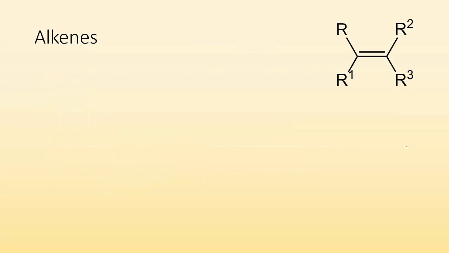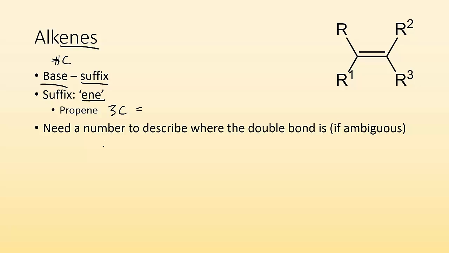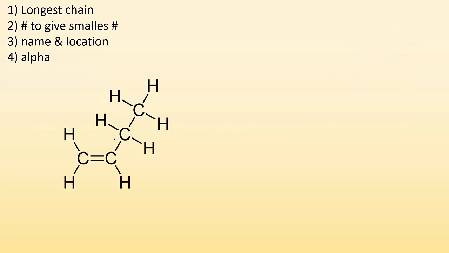Okay? So alkenes. Alkenes, again, the name's going to follow the pattern of whatever the base is, followed by the suffix. In this case, the suffix is "ene", just like in the name alkene. And the base is going to tell you how many carbons you got, right? So you're going to see things like propene, where you're going to have 3 carbons with a double bond somewhere in there. You need a number to describe where the double bond is if it's ambiguous. And you'll see what I mean by that. Sometimes there's only one possible place where that double bond can be, and then you don't really need a number.